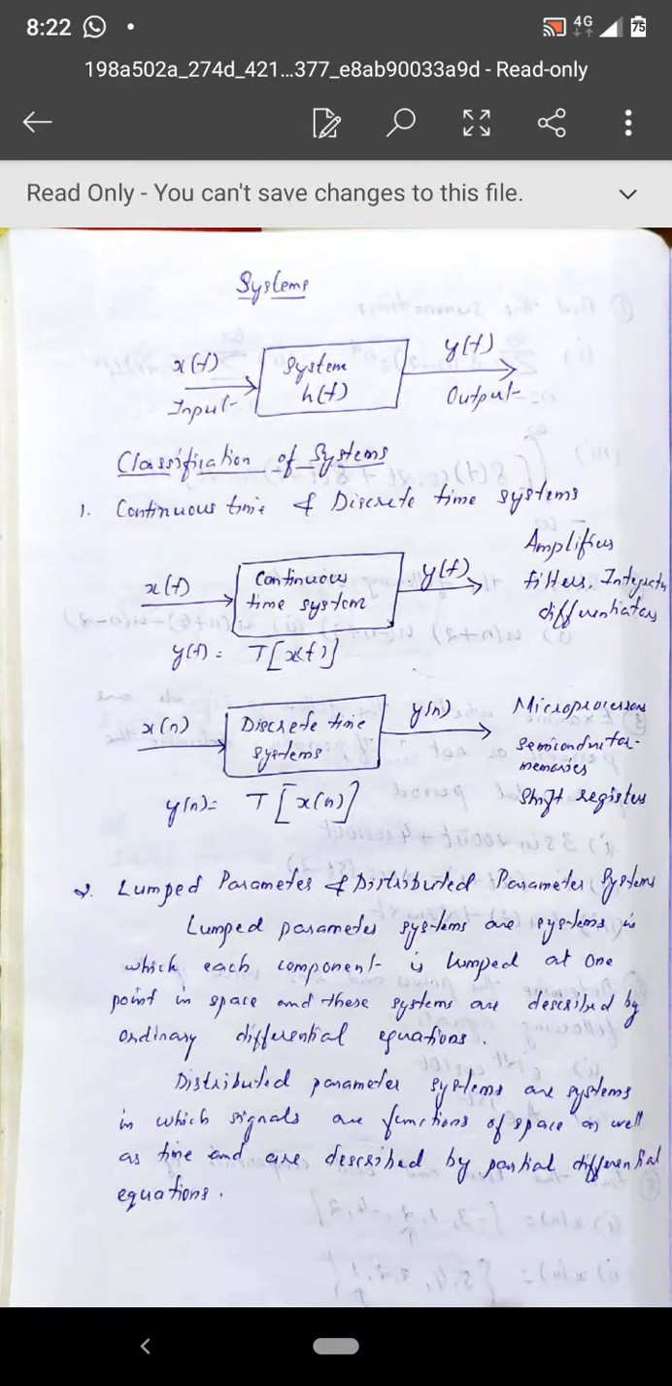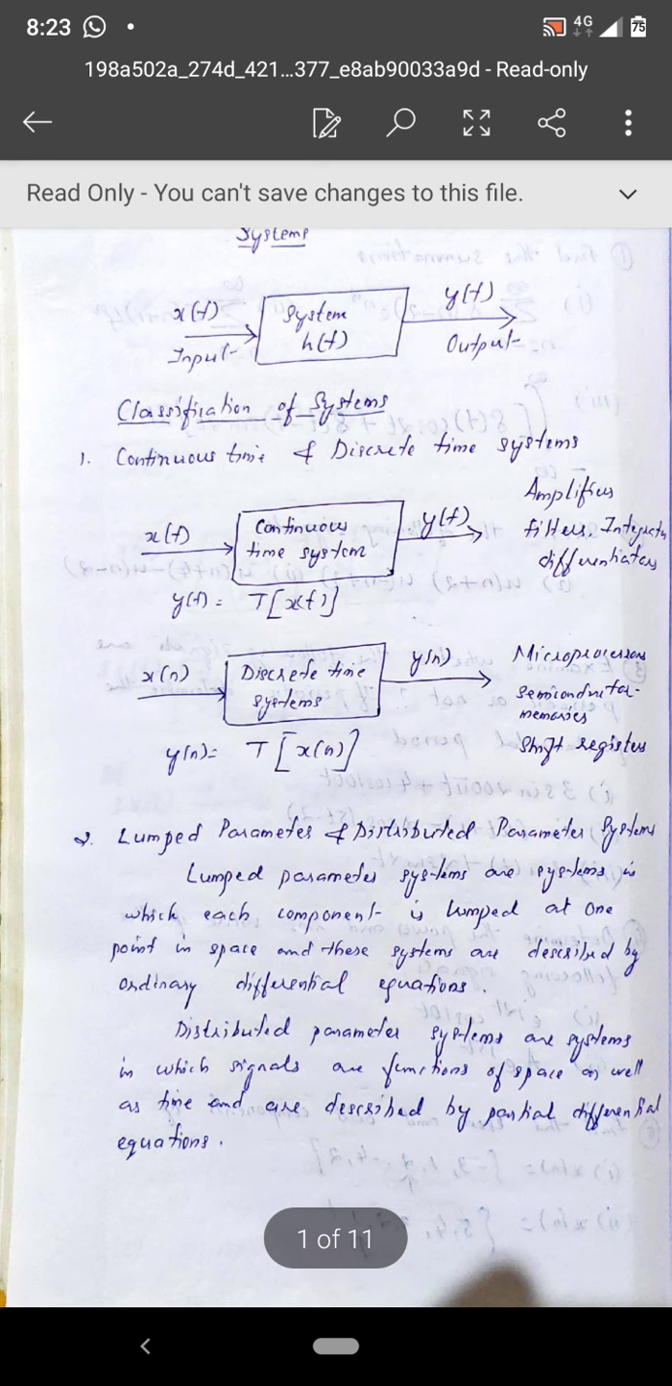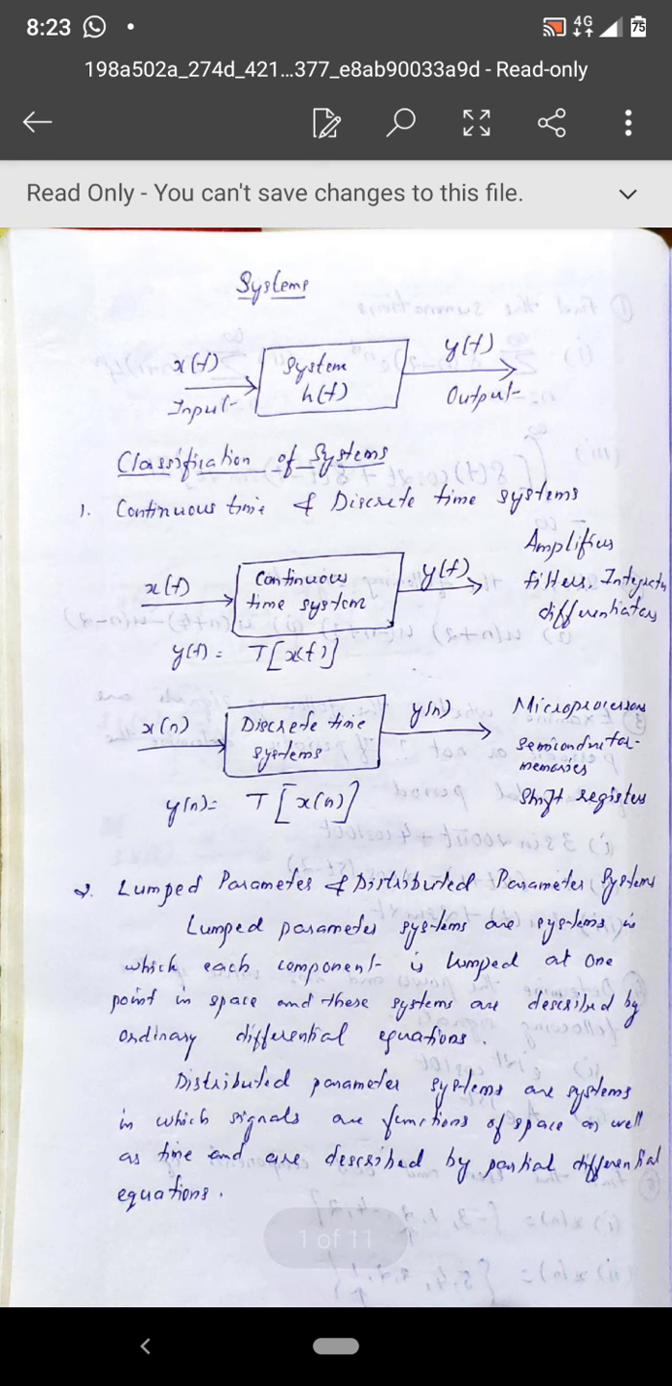So welcome back, and till now we have learned about different signals. We have learned about continuous time signals and discrete time signals in the most general way, and we have seen the different classifications of elementary signals, both continuous and discrete time. And now we'll switch on to the next area, that is called systems.